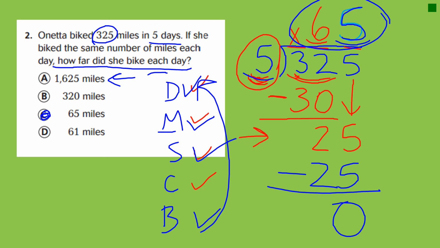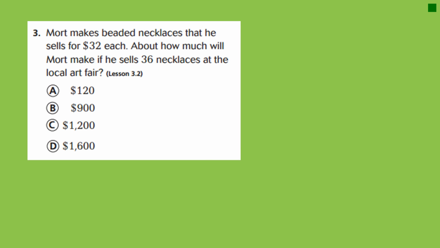All right, guys, let's keep going. Let's go down to the spiral review. This is number 3, lesson 3.2, which is chapter 3, lesson 2. This is about a guy named Mort. Mort. Cool name. Mort makes beaded necklaces that he sells for $32 each.